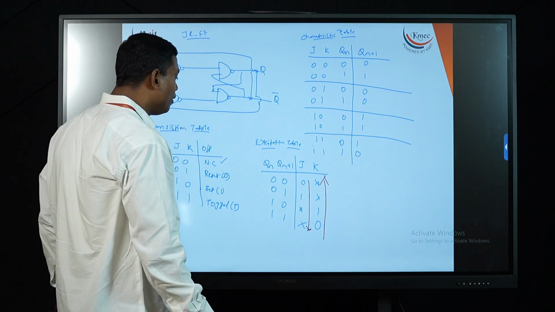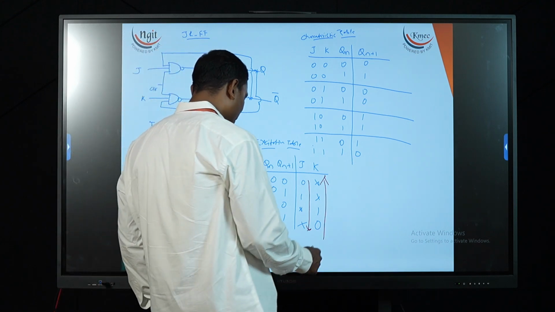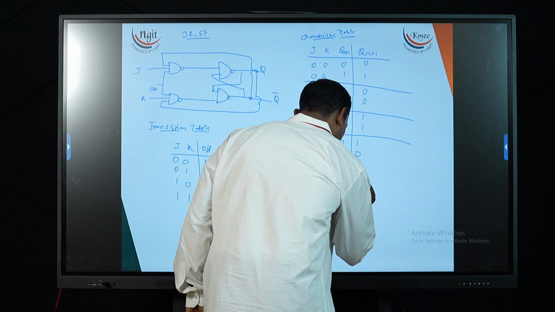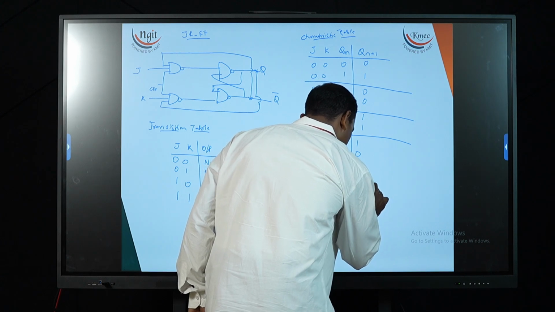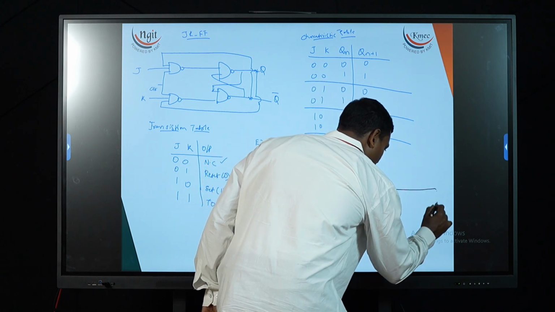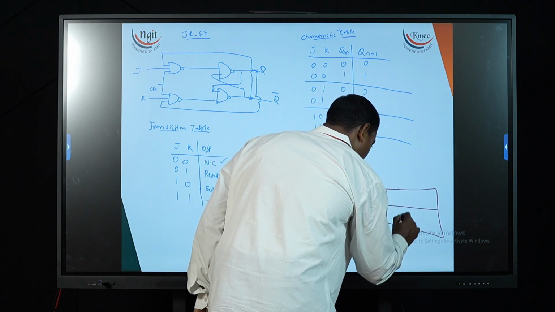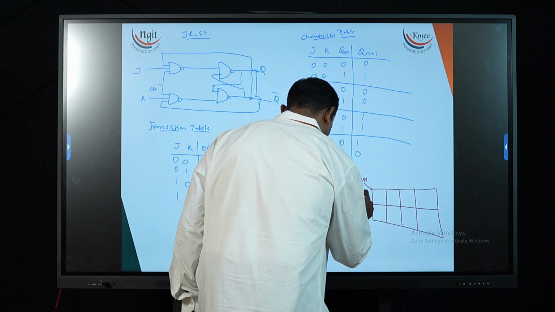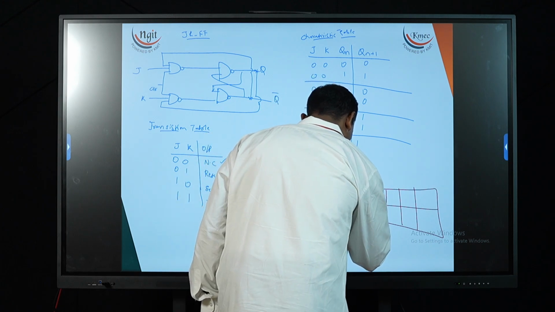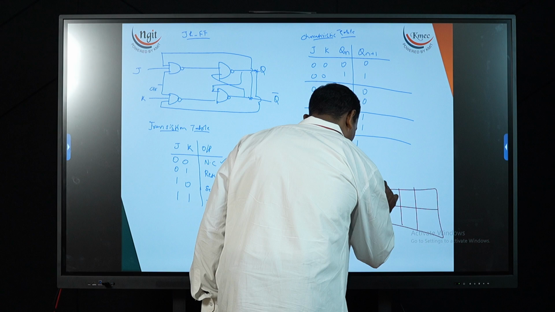Now let us get the Boolean expression for my Qn plus 1. Now, with Qn plus 1 as my output value, I am drawing my K-map here, and my input values are Qn, J, K.